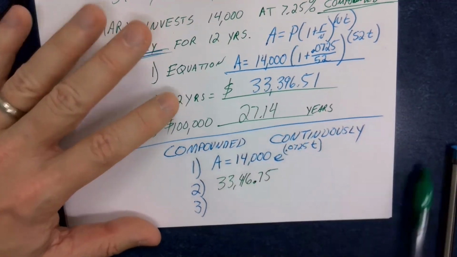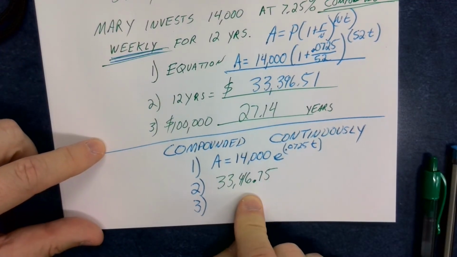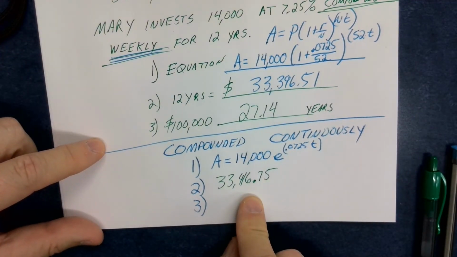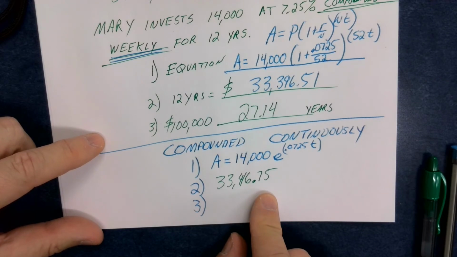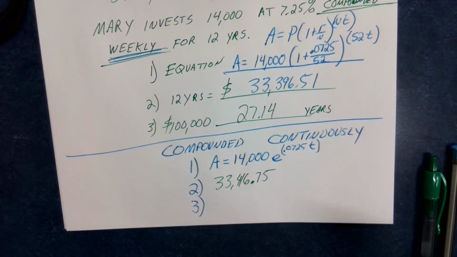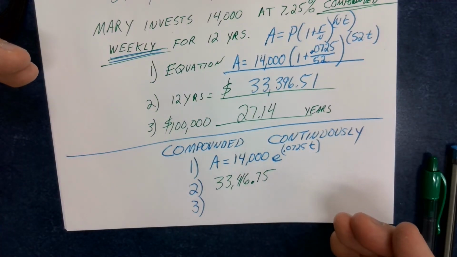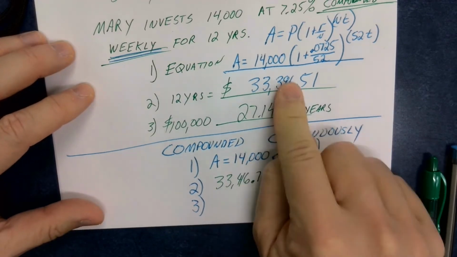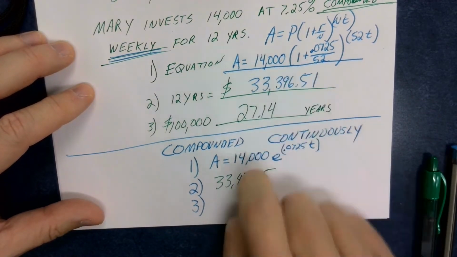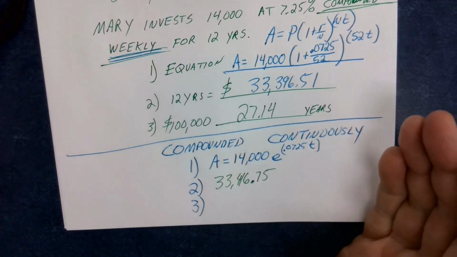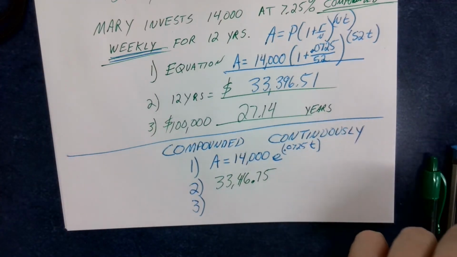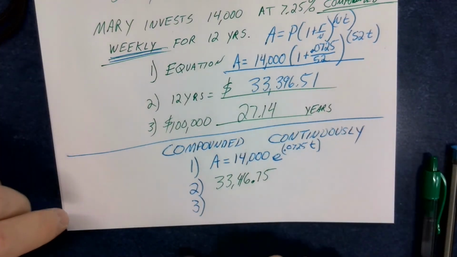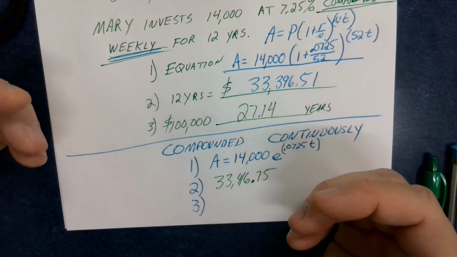$33,416.75. Okay? So literally like 20 bucks more. Right? Isn't that 20 bucks more? So we got $20.21 more, or 24 cents more than we would have if we got it weekly.